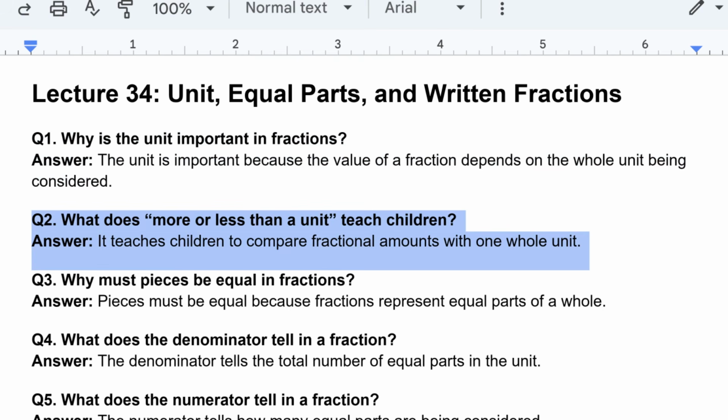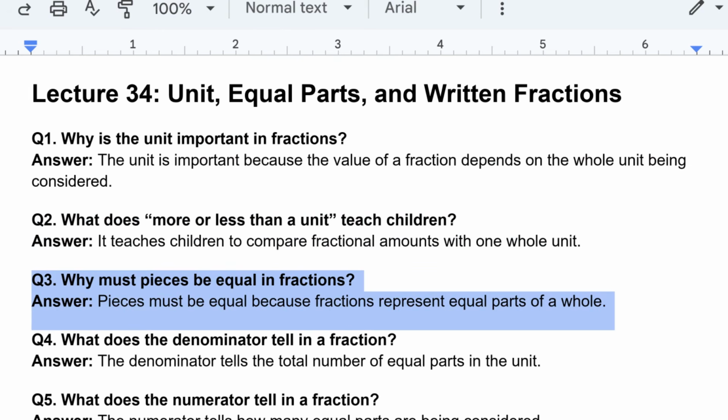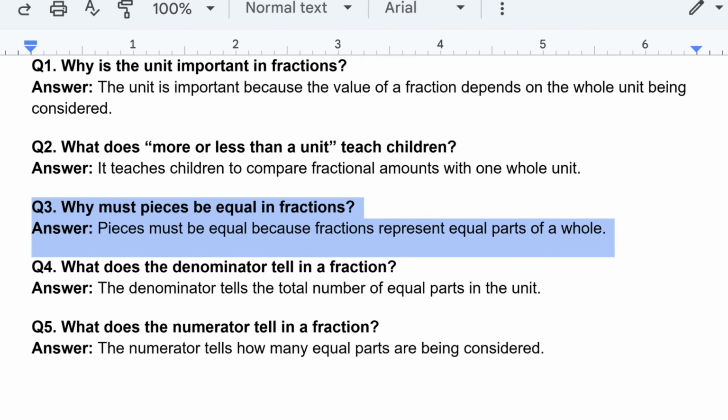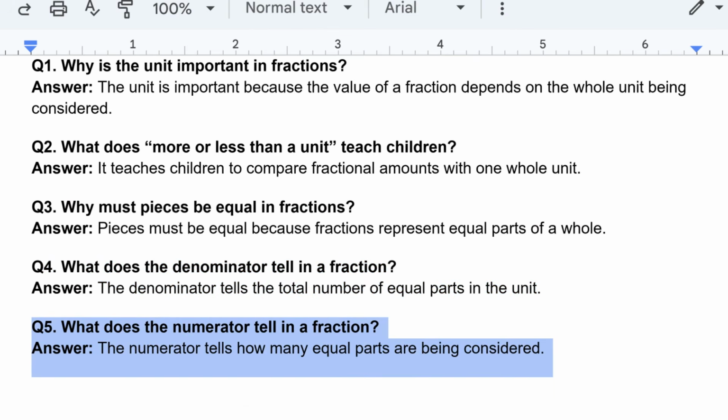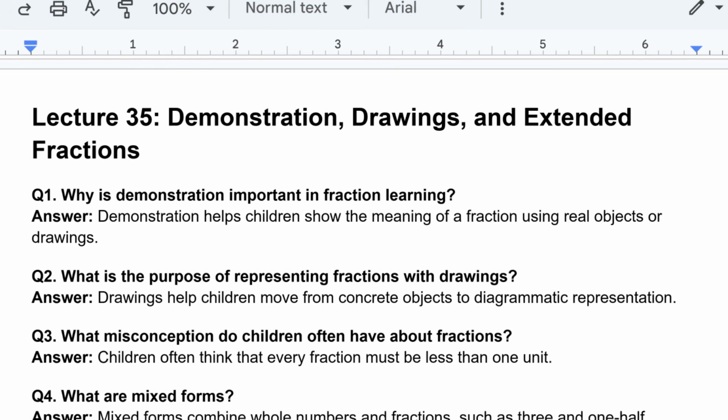What does more or less than a unit teach children? It teaches children to compare fractional amounts with one whole unit. Why must pieces be equal in fractions? Pieces must be equal because fractions represent equal parts of a whole. What does the denominator tell in a fraction? The denominator tells the total number of equal parts in the unit. What does the numerator tell in a fraction? The numerator tells how many equal parts are being considered.